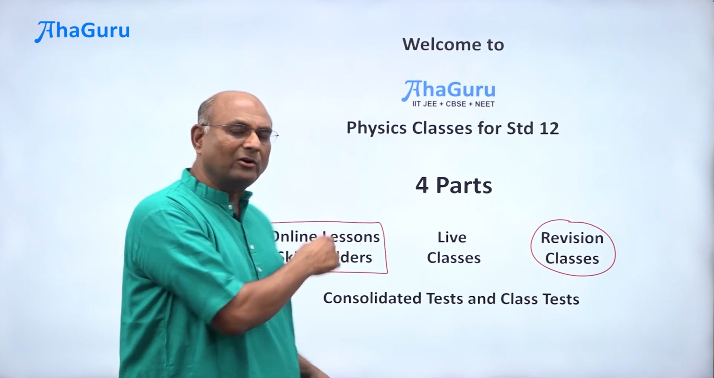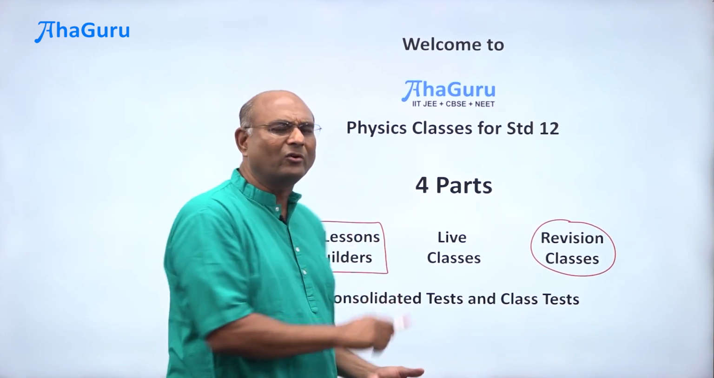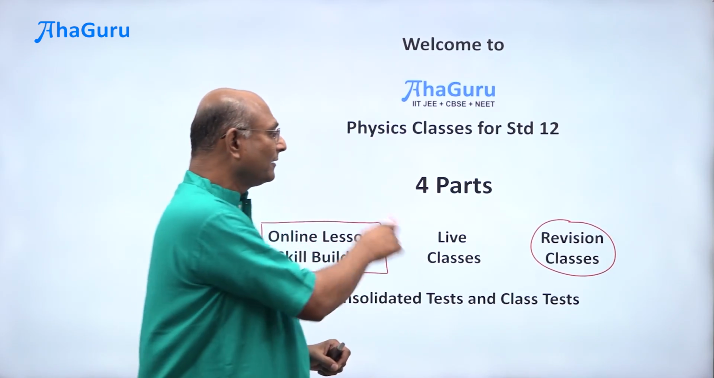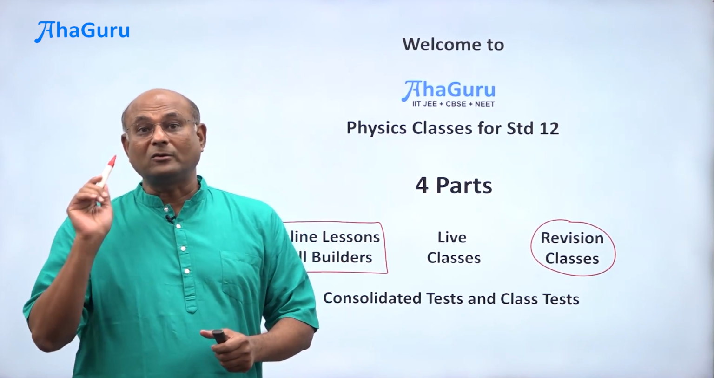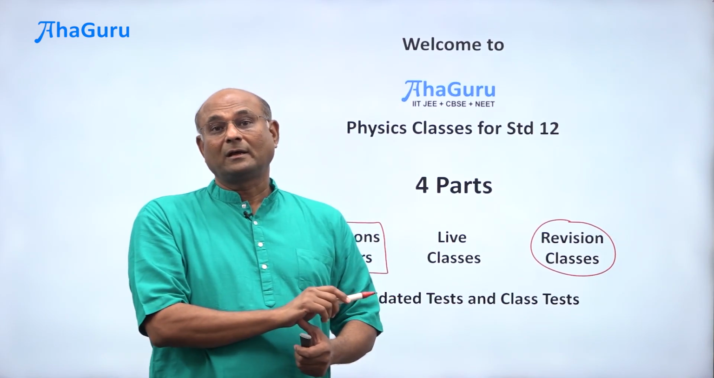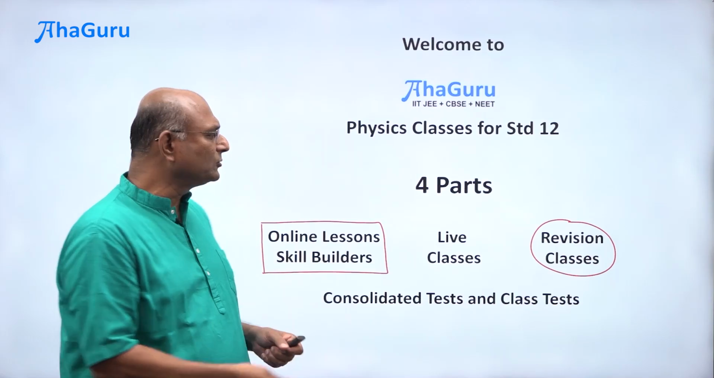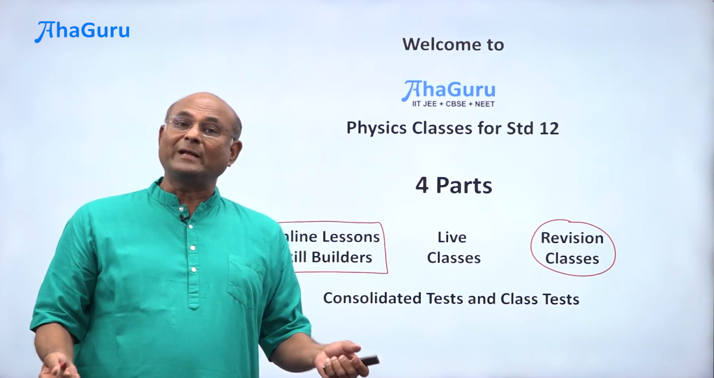These revision classes, usually in 11th standard or 10th standard or even 9th standard, you don't have this, right? Usually we go all the way till the end of the year, we continue and finish the topics. But in 12th standard, we finish sometime in October. Why do we finish sometime in October? End of October, we usually finish portions. Why do we do that?